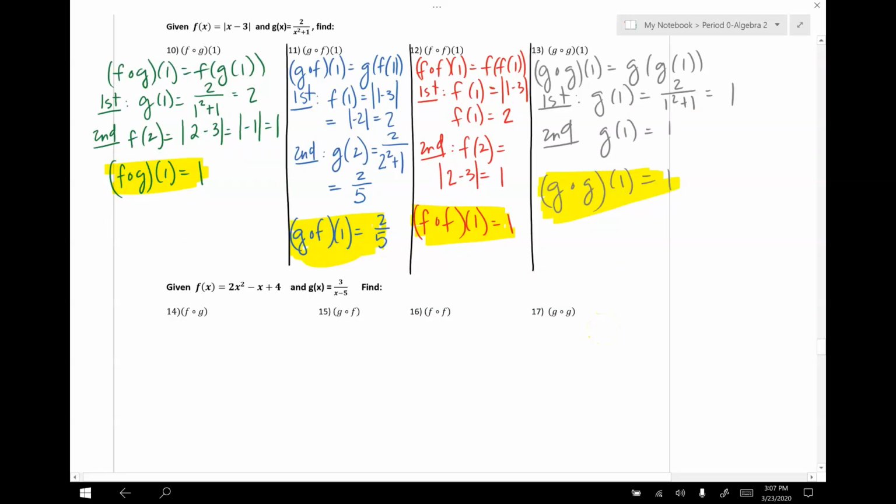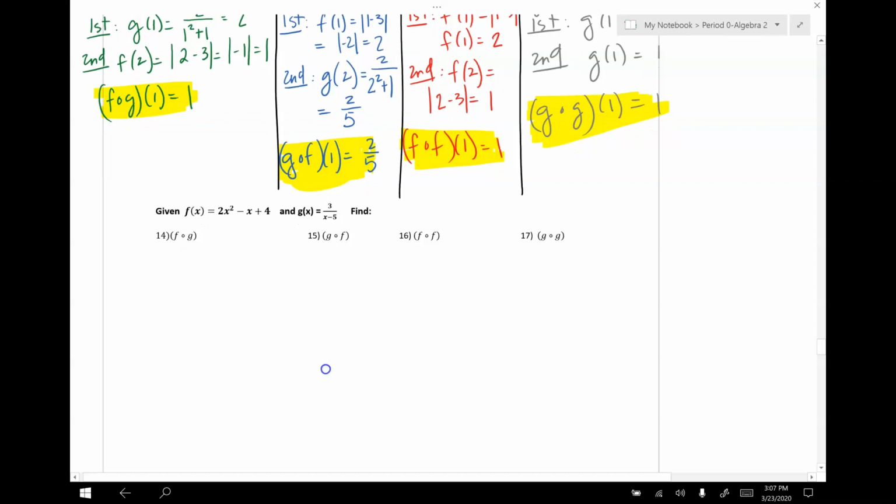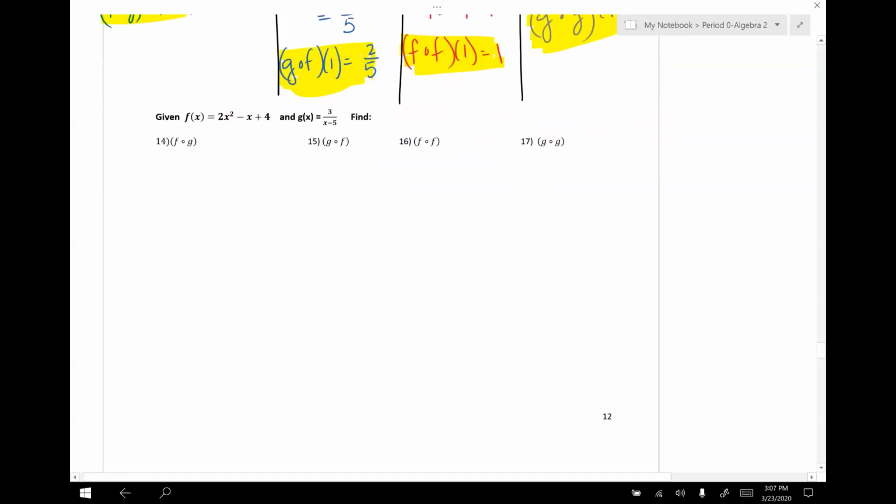Given f of x equals 2x squared minus x plus 4, and g of x equals 3 divided by x minus 5, we have 4 examples here. It says compose, example 14, find f of g. As you can see, there's no f of g of 1 or f of g of 5. So what this means is that it's f of g of x.